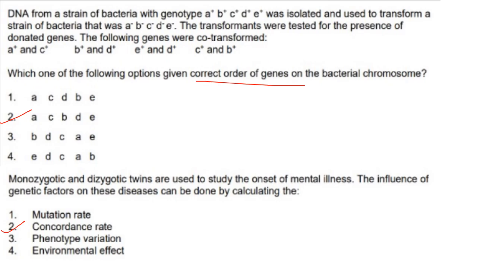Now if you see A and C, they transduce together. So A and C will be written first. So options 3 and 4 need not be taken into consideration. We will see options 1 and 2. So A and C first. Then with C, it is B that is going. So the first option also went wrong. It is A, C, D they have written, but actually it is A, C, B. Then with B, you can see D is going.